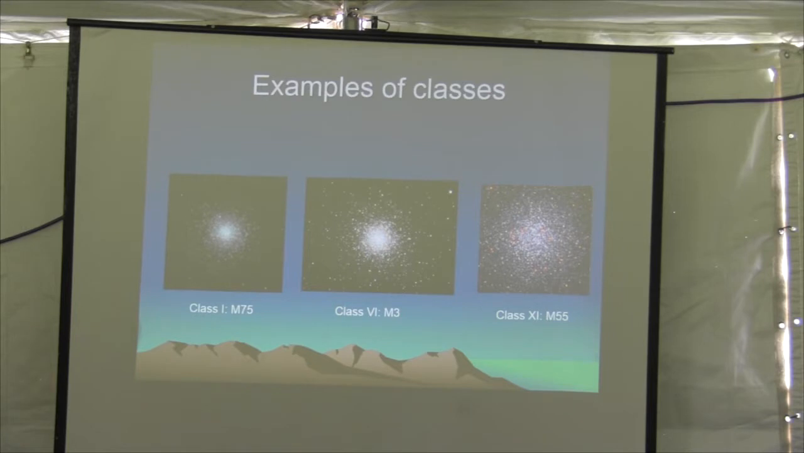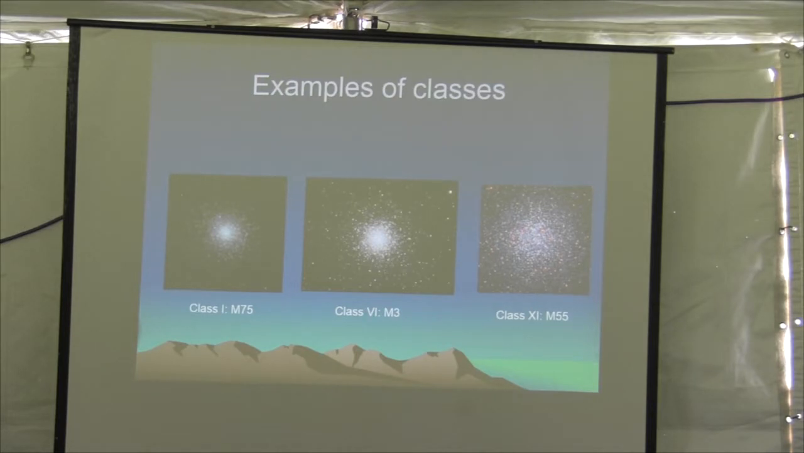So M75 is about 67,000 light years away from us, whereas the open clusters were closer. The globular clusters are farther away from us. They're also a lot older objects. I'll be talking about a few in a minute that are much, much older.